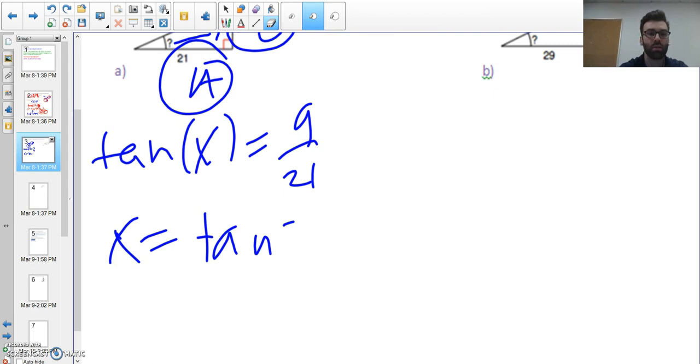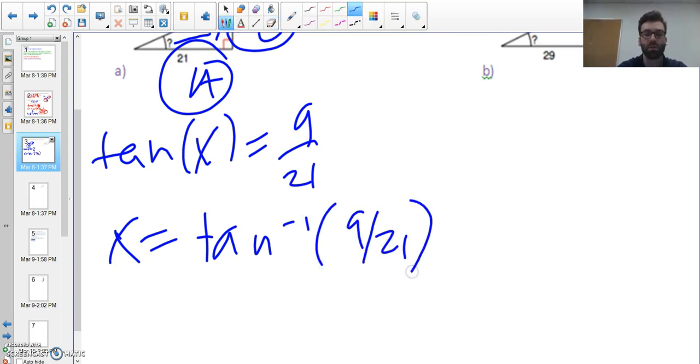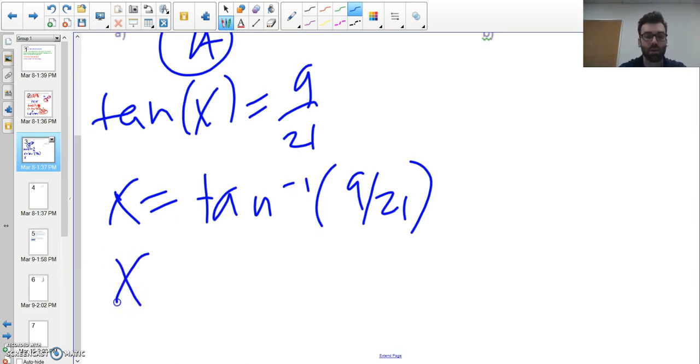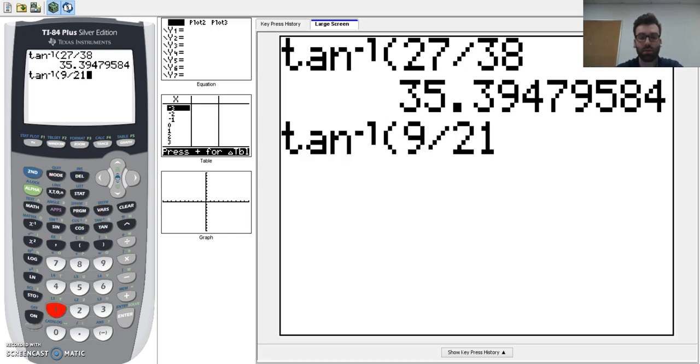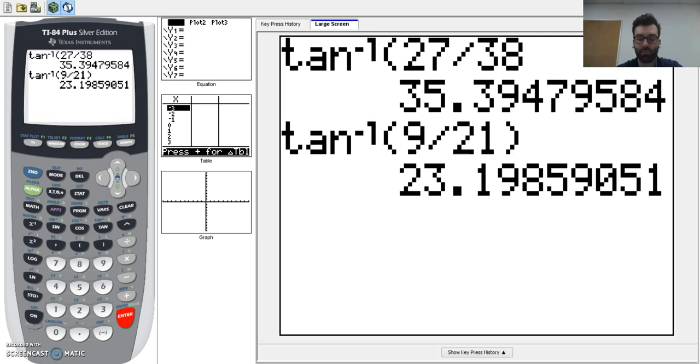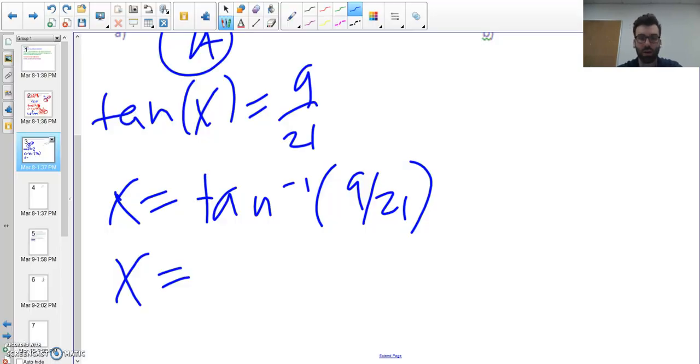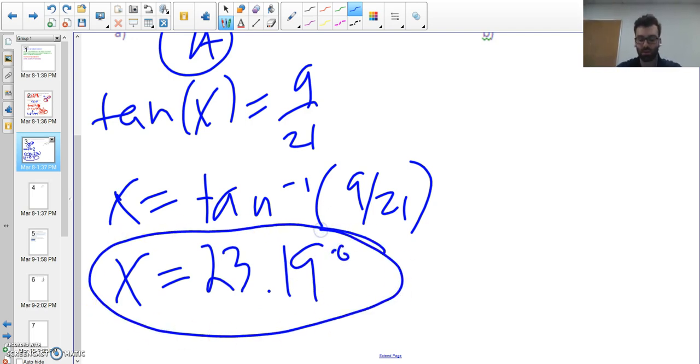Tan inverse of 9 divided by 21. All right, so again, in my calculator, second tangent 9 divided by 21. Boom, 23 degrees. 23.19 or 23. I'll write 23.19 degrees. Make sure you include degrees. Make sure you do what? Yep, you got it. Include degrees.